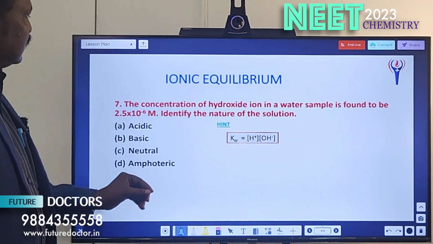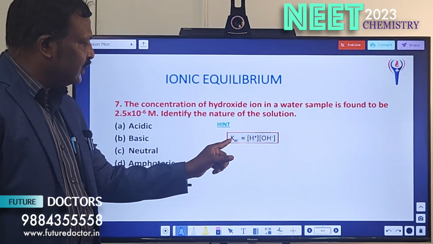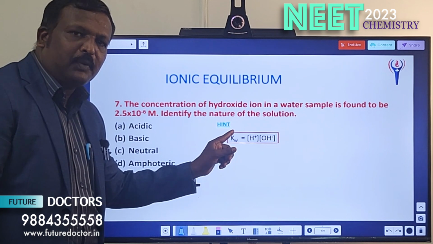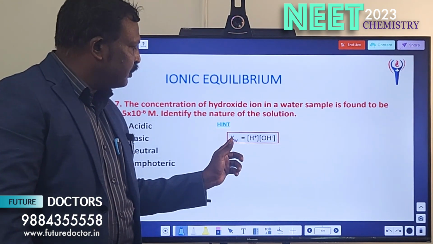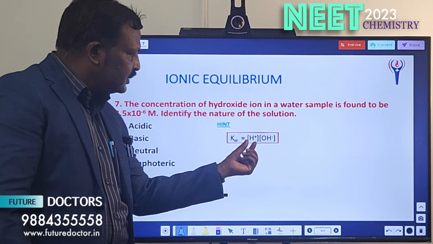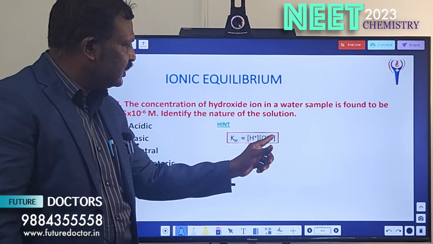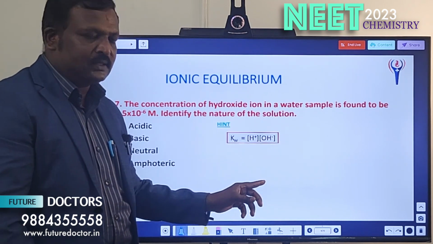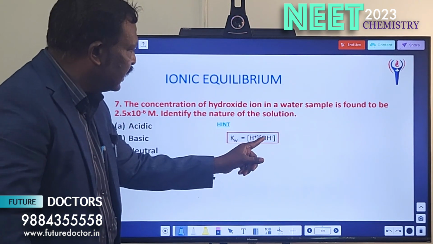Okay, here is one formula. If you want to find out the nature of a solution, we have one formula. Kw is nothing but the ionic product of water. Understood? So the ionic product of water is H plus concentration into OH minus concentration, the product of acid concentration and base concentration. So this is the formula: Kw is equal to H plus into OH minus ion concentration. Here the concentration of hydroxide ion is given.